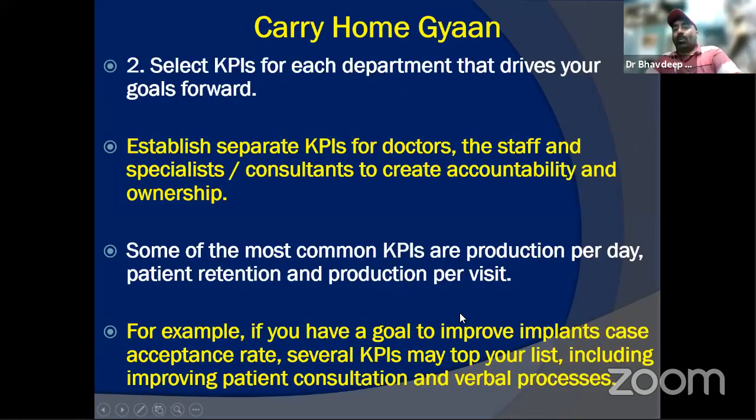Select KPIs for each department that drive your goal forward. So have separate KPIs for staff, doctors, specialists, and consultants in your practice. The most common KPIs usually are the production per day or the number of patients per day, patient retention, and production per visit, or the output of work done per visit. For example, if your goal is to improve your implant case acceptance rate, some KPIs may top your list, especially the ones dealing with patient consultation and the verbal processes.